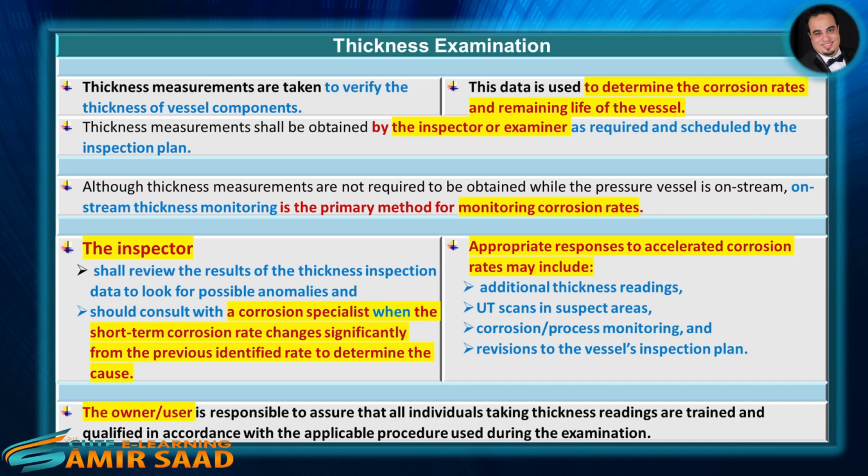Appropriate responses to accelerated corrosion rates may include additional thickness readings, UT scans in suspect areas, corrosion process monitoring, and revisions to the vessel's inspection plan. The owner user is responsible to assure that all individuals taking thickness readings are trained and qualified in accordance with the applicable procedure used during the examination.